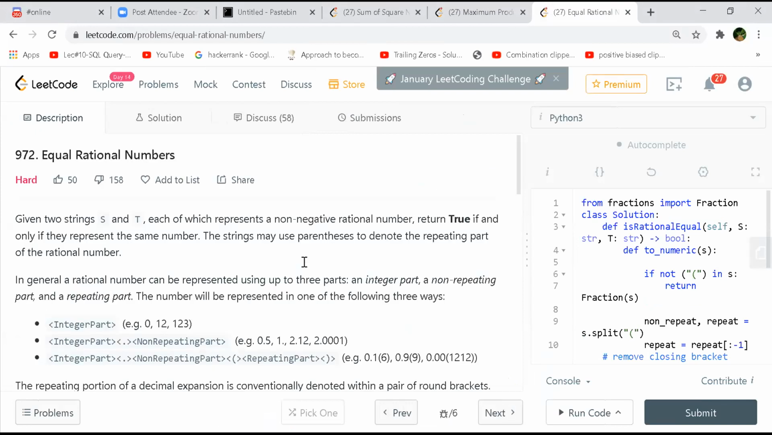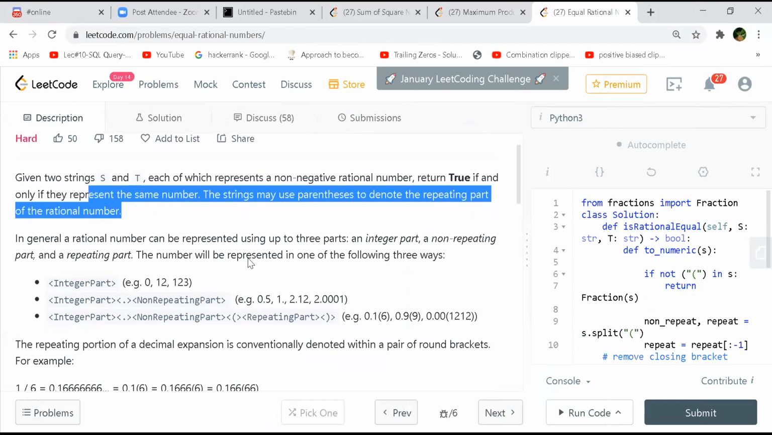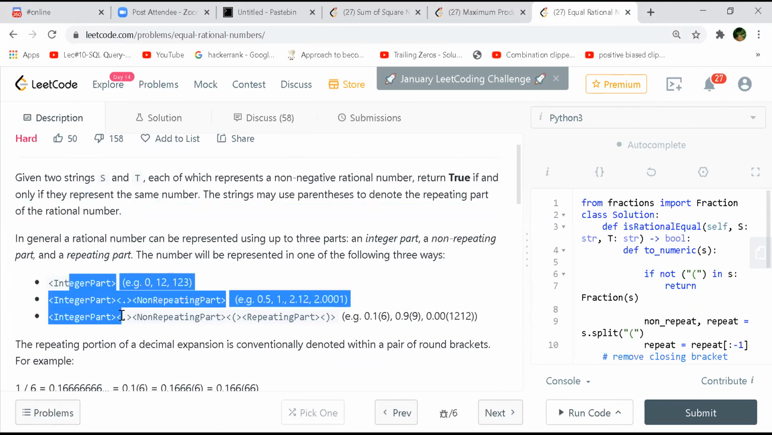So the first problem is Equal Rational Numbers. We are given two strings s and t, and each of them represents a non-negative rational number. We have to return true if and only if they represent the same number. The string may use parentheses to denote the repeating part. They have given the definition of a rational number: it can be divided into up to three parts, an integer part, a non-repeating part, and a repeating part. And it will be represented in these three ways.